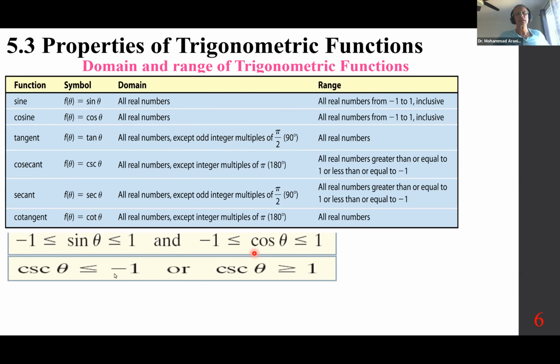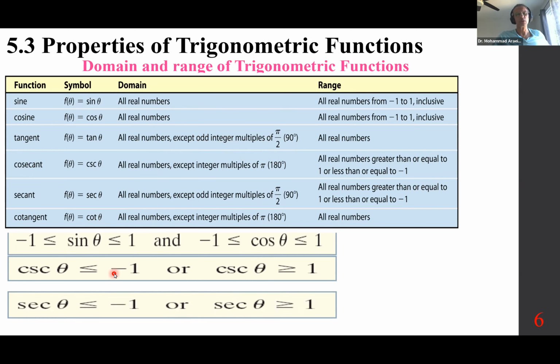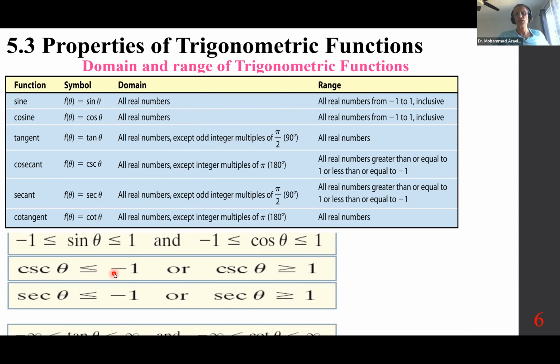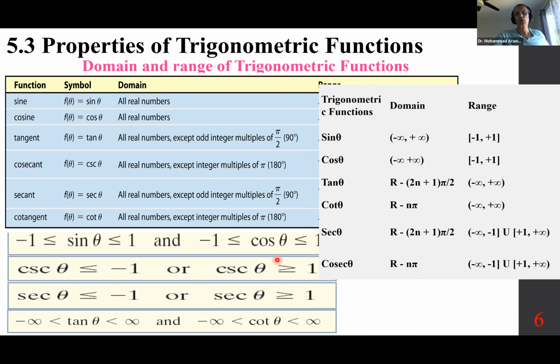Cosecant can be less than or equal to -1 or larger than or equal to 1. Secant has the same values. And tangent goes between negative and positive infinity. Cotangent also goes from negative to positive infinity. We are talking about the range. And here's another one. This is the synopsis of everything that is in both.